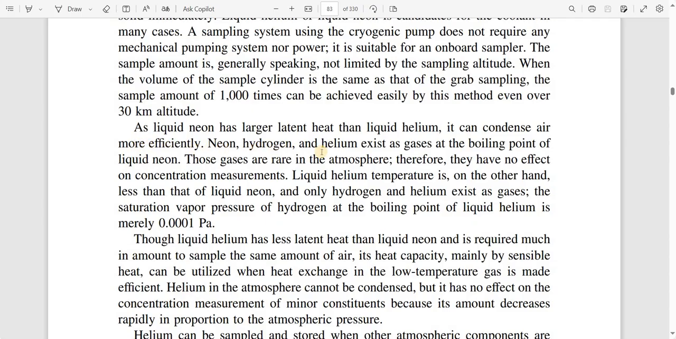Neon, hydrogen, and helium exist as gases at the boiling point of liquid neon. Those gases are rare in the atmosphere, therefore they have no effect on concentration measurement. Liquid helium temperature is, on the other hand, lower than that of liquid neon, and only hydrogen and helium exist as gases. The saturation vapor pressure of hydrogen at the boiling point of liquid helium is merely 0.0001 Pascal.